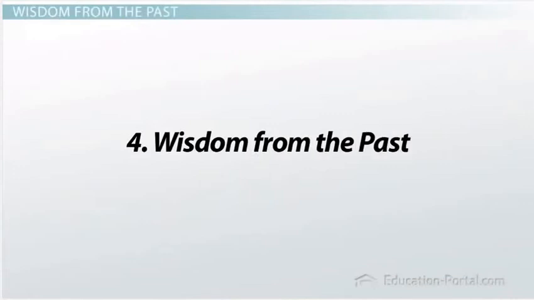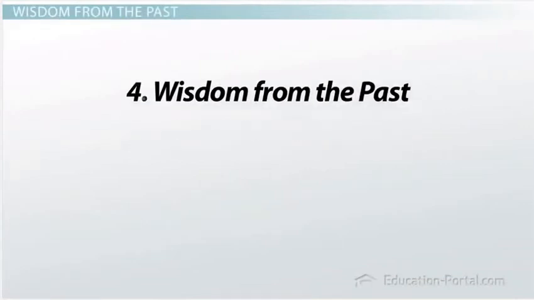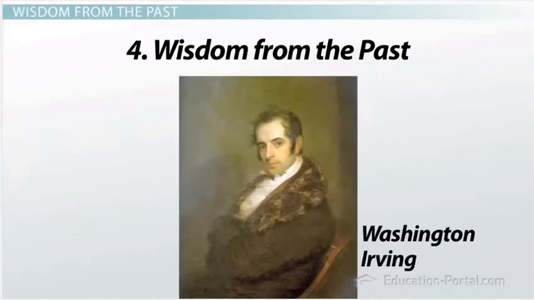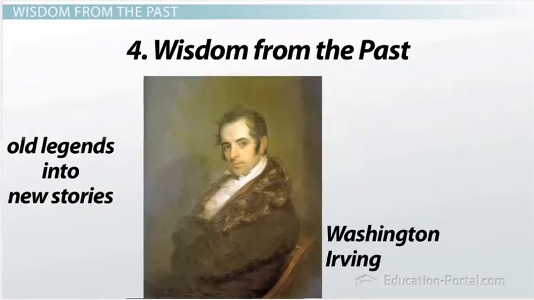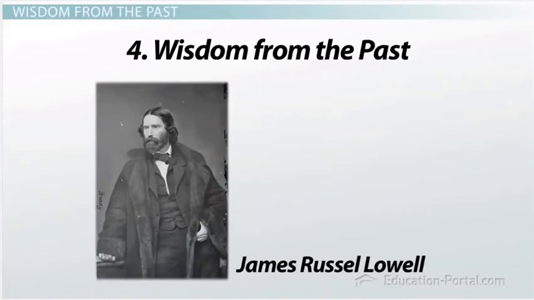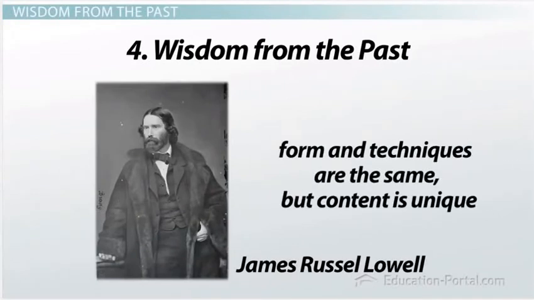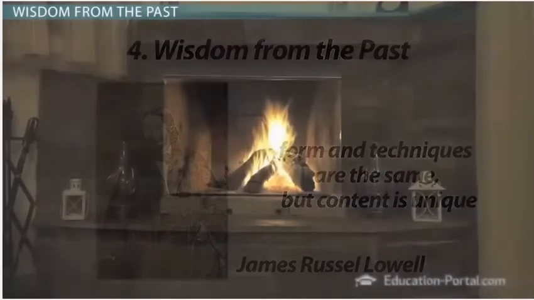The fourth characteristic is the idea that wisdom can be gained from the past. Writers like Washington Irving used old legends to create new stories. And whereas the novelists and short story writers tried to distance themselves from European tradition in writing, the poets stick to that tradition. Their form is the same. Their techniques are the same. However, they are truly unique in their content in that they are looking at the pure nature America has to offer and are using that for their inspiration.